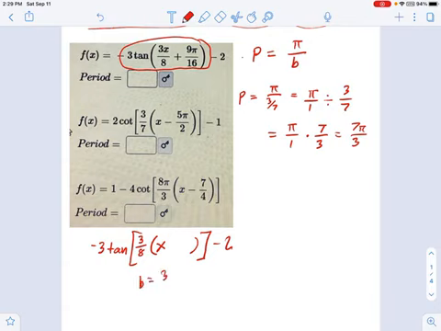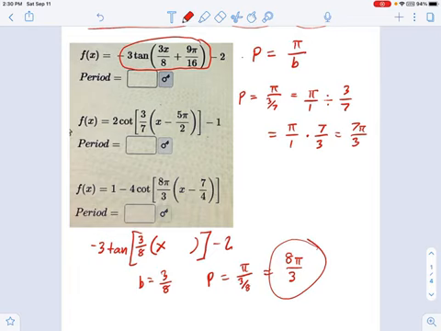b equals 3/8, which means p, the period, equals pi divided by 3/8. And using the same keep, flip, change trick as above, I won't go into as much detail, but it's going to be 8 pi over 3. Okay, so that would be my value for the first answer up there.